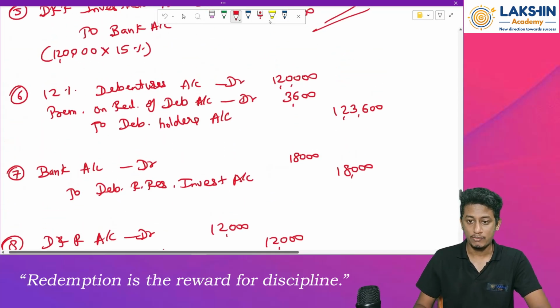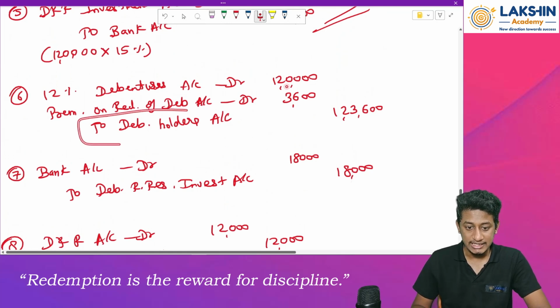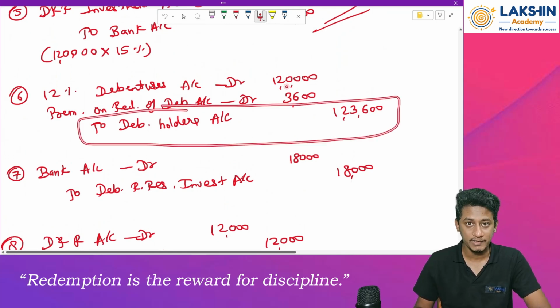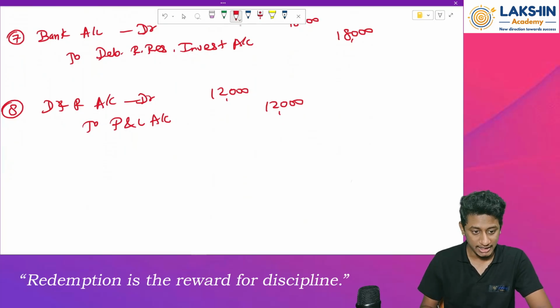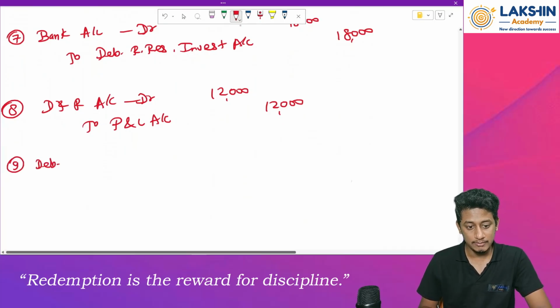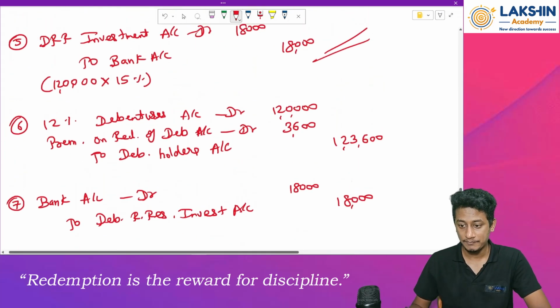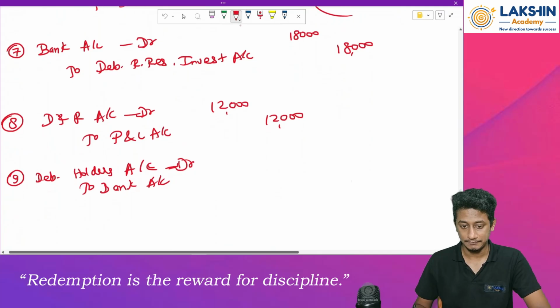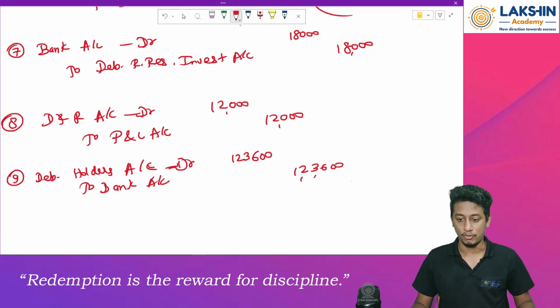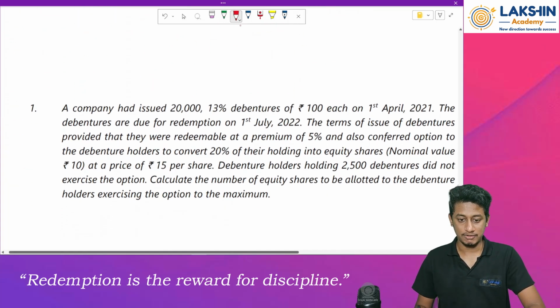Done. Okay. What else is remaining? The debenture holders account is yet to be paid off. Right? So how to pay it? Again, same like your preference shares. Debenture holders account debited. It was credited before. Now I am debiting it again to reverse it, to bank account, because I am making the payment, so the bank account will be credited. Right? How much is the payment to be made? Rupees 1,23,600 is to be paid off. Done. You're good to go. Clear? Okay. Next, let's go to the next question.